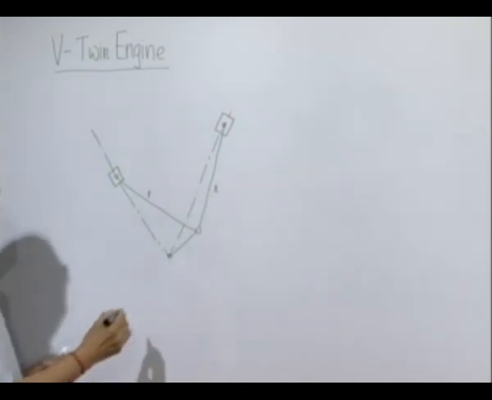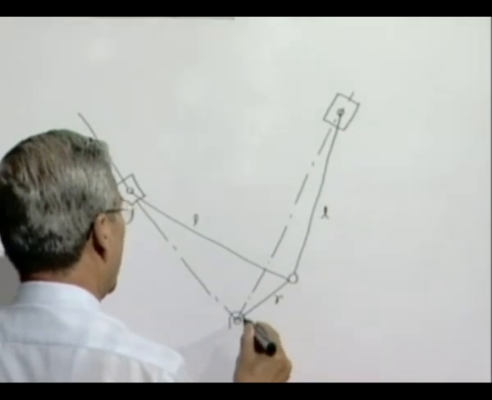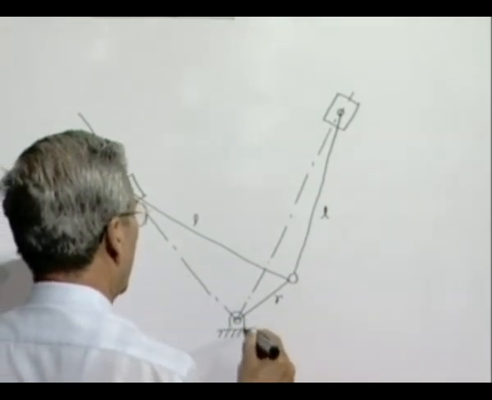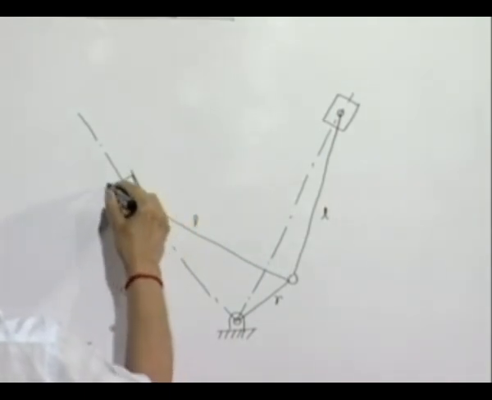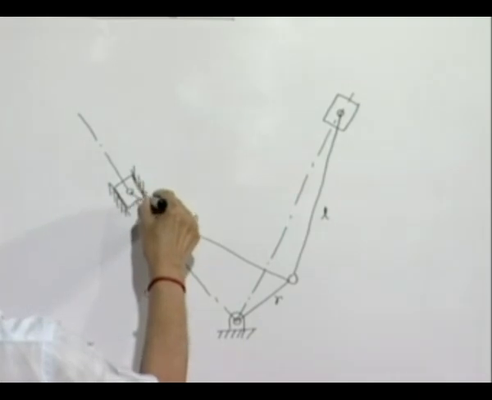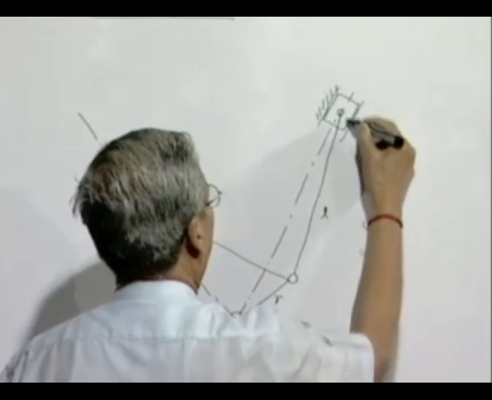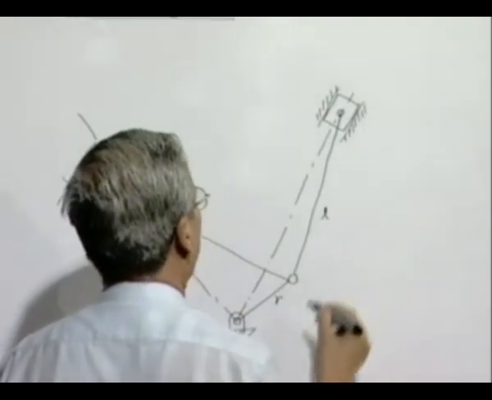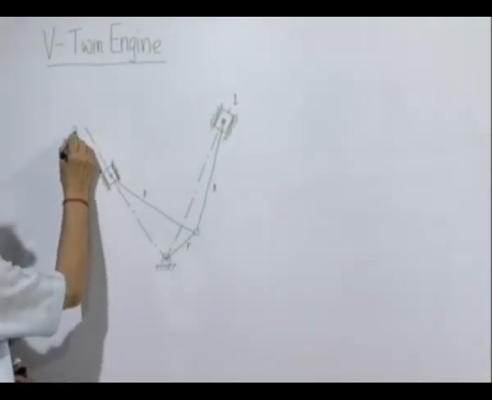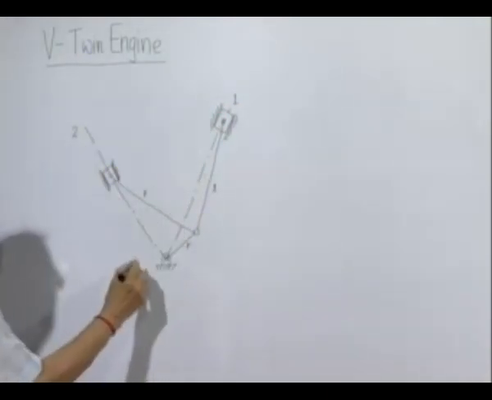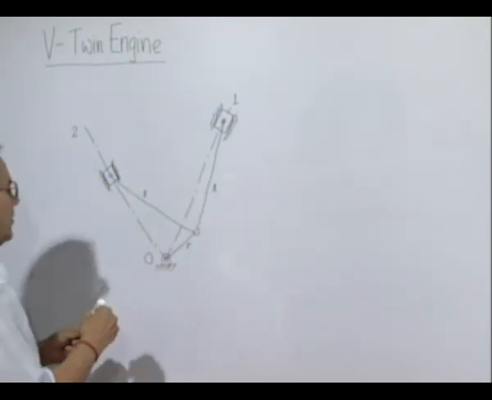Both the connecting rods are of length L, identical. The crank is a common crank. This is the common crankshaft, and of course, these are the common cylinder piston systems or sliders. Let us call this cylinder 1 and this cylinder 2, the center lines of the two engines.